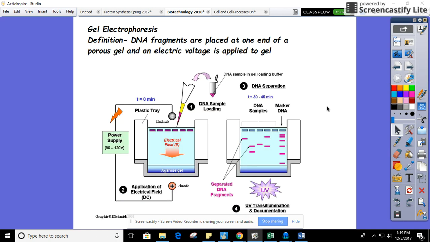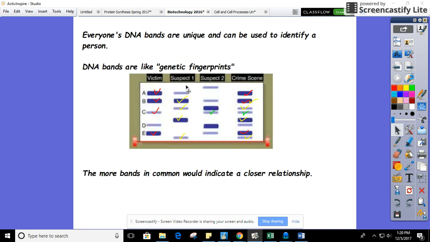DNA is a charged molecule, so it is going to actually separate in this gel. So the different sized genes will separate, and the larger ones don't go as far from where you enter them, but the smaller pieces do travel. And as you compare them, you can compare and look for similarities.